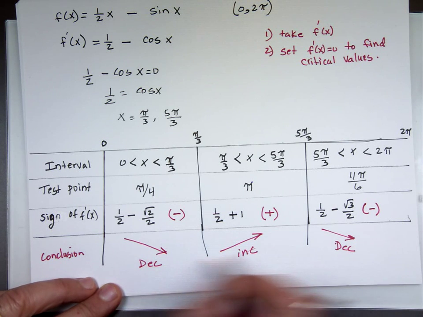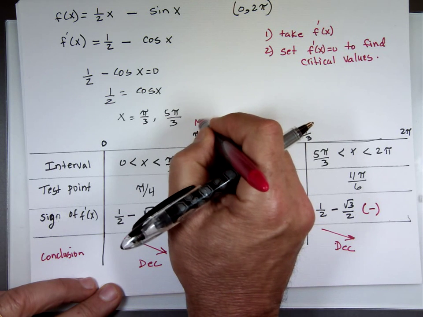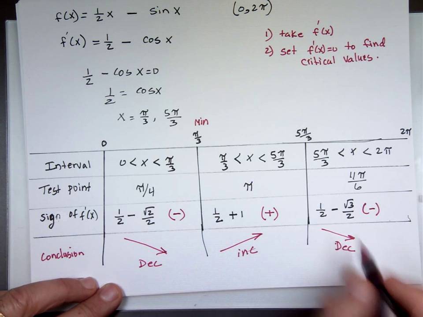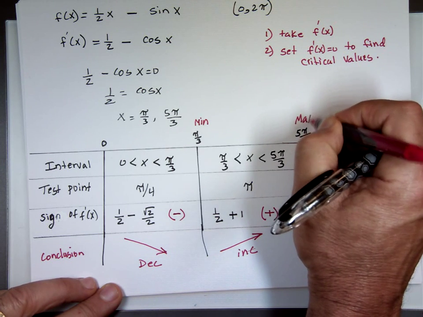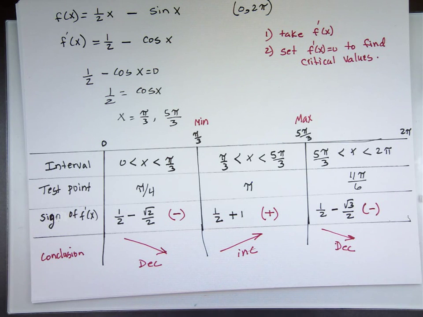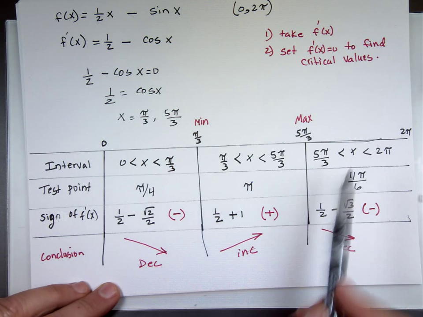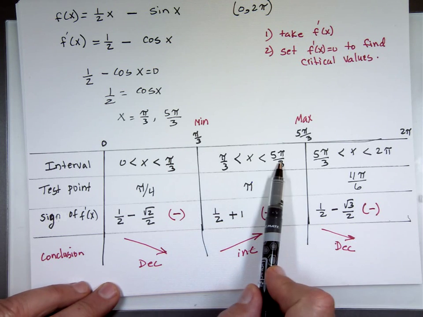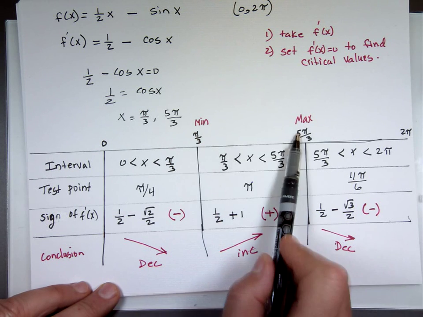That's a min. Decreasing, increasing. This one. Increasing, decreasing, that's what? Max. So I know where the function is decreasing, from here to there, from here to here. I know where the function is increasing, here to here. I know where the min is, I know where the max is. One more.